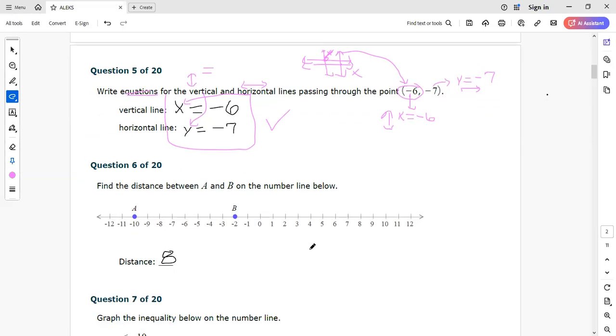For number 6, find the distance between A and B. A is here at -10, B is at -2. So just count that space. Imagine this is a ruler.